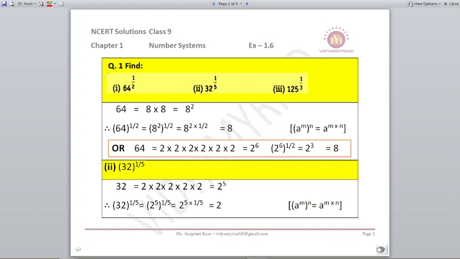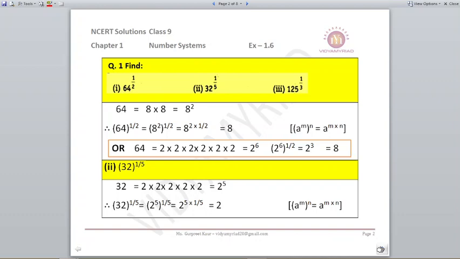Number 1, find 64 raised to power 1 by 2. So let us split 64. We know 64 is 8 into 8, so we can write it as 8 square. So it can be written as 8 square the whole raised to 1 by 2. Now 2 into 1 by 2 means you have numerator 2 and denominator 2, which get cancelled. So 8 raised to power 1, which is equal to 8.